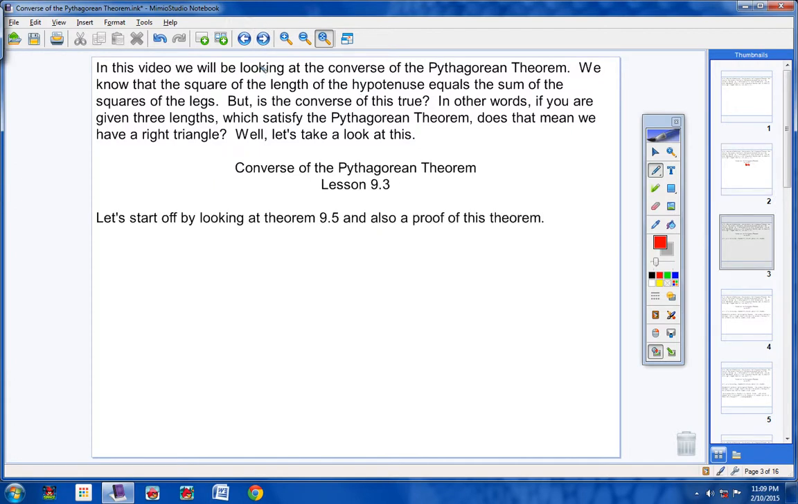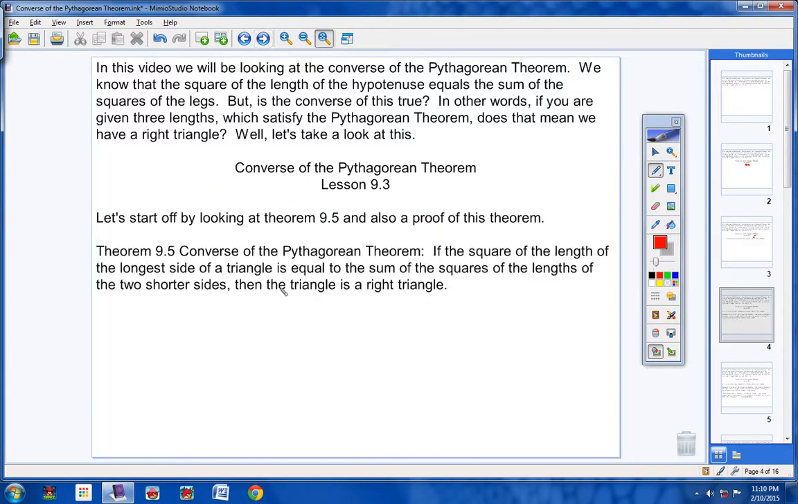Let's start off by looking at Theorem 9.5 and also a proof of this theorem. Now, when I say proof, relax. I'm not going to make you learn it, and I'm really not going to do the proof. I'm going to tell you where you can find this proof in the book if you want to look at it, okay? But it's pretty much a common sense type of theorem, so we're not going to spend any time on the proof. But let's take a look at Theorem 9.5, converse of the Pythagorean theorem.